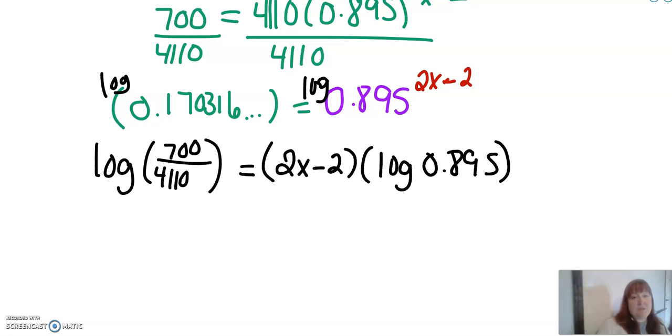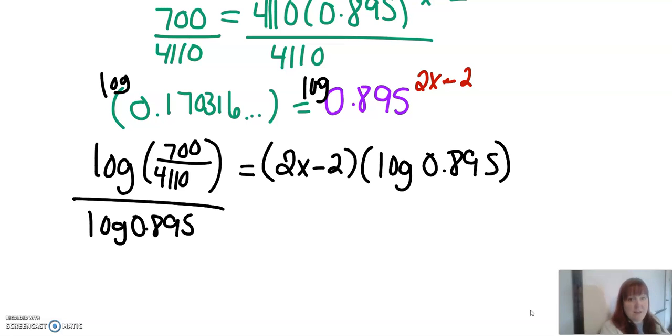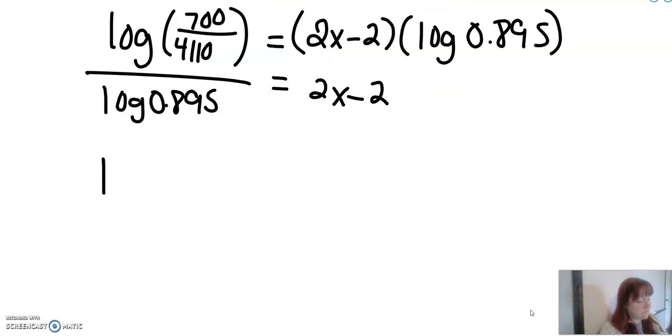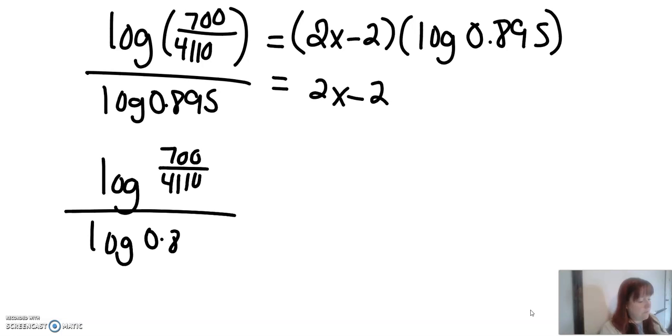Okay, so I brought the exponent down in front, and now I have this. Now I'm going to divide both sides by log of 0.895 because I want to get x by itself. And then I end up with 2x minus 2 on this side. Then I'm going to add 2 to both sides. So I end up with log of 700 over 4110 over log of 0.895 plus 2 equals 2x. Then I'm just going to plug all of that into my calculator and then divide by 2. Okay, so let's do that.